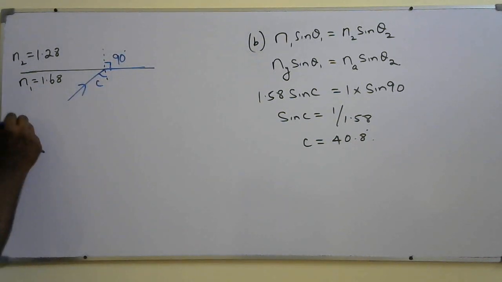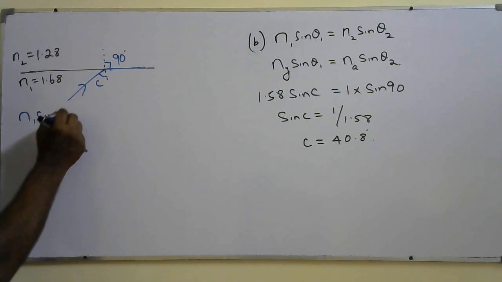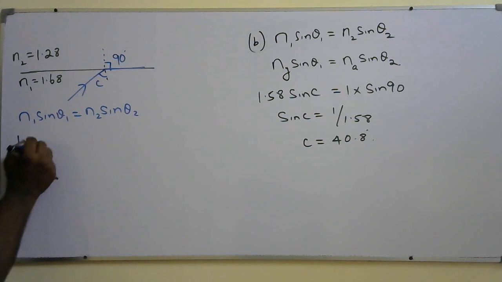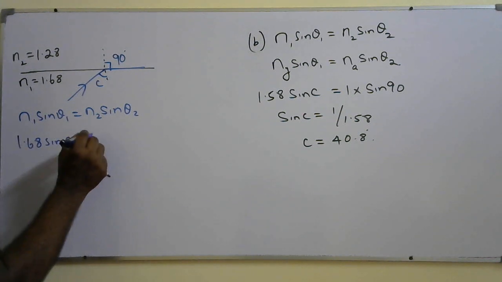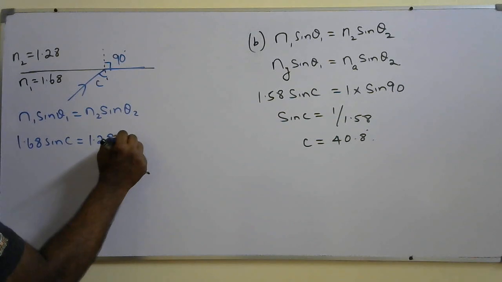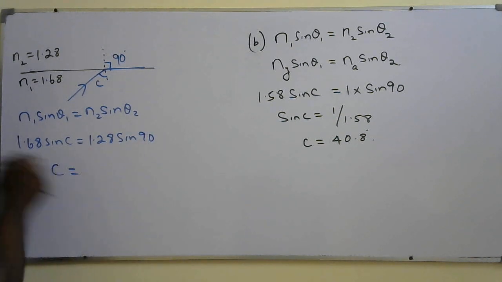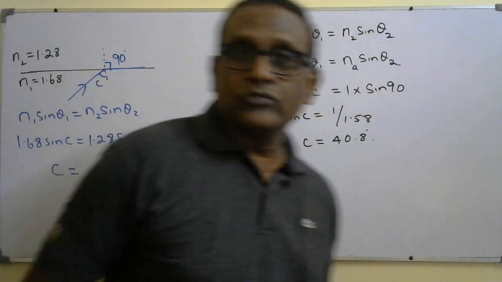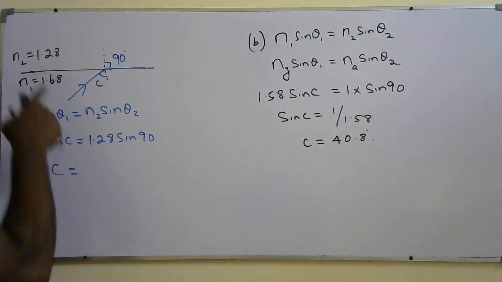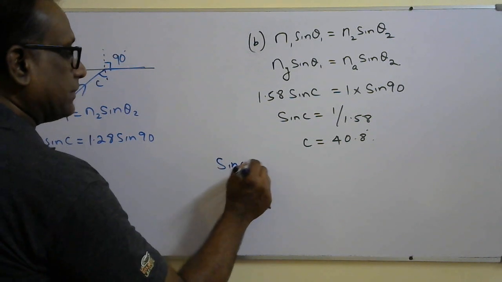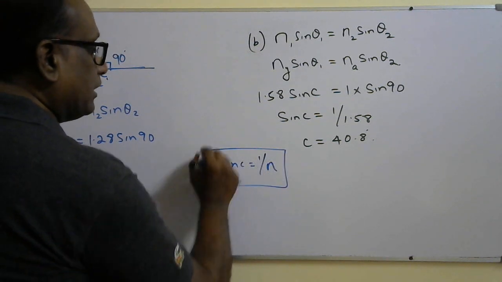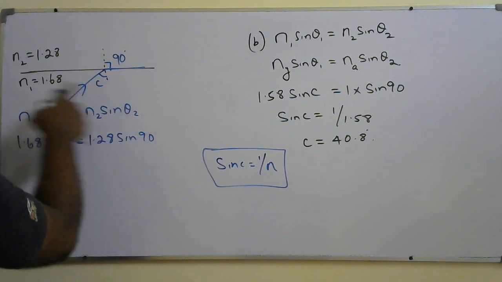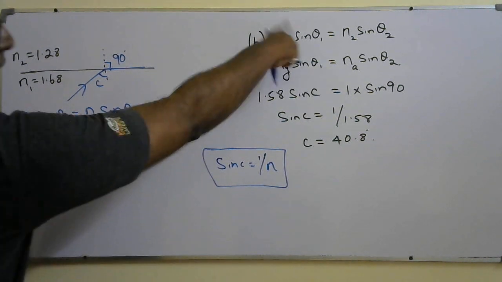So here you should use n1 sin θ1 = n2 sin θ2. n1 is 1.68, sin C = 1.28 sin 90. If you solve this, you will get the critical angle for these two media. So in this question, if you use sin C equals 1 over n or something like that, you will go wrong. So it is better to use this equation even when there is a question related to the critical angle, like what I did here.